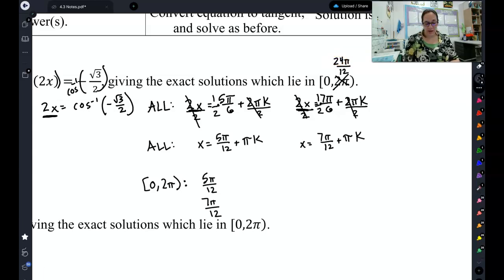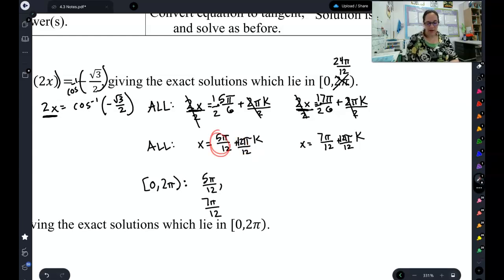Now, I can also do the same thing with pi. Change the denominator so it matches. So I'm going to change this to 12 pi 12ths. So then they're the same denominator. It makes it easier to add the numerators. And 12 12ths is still the same as 1 pi. So basically, I'm going to take 5 pi 12ths, and I'm going to add 12 pi 12ths. So that gets me to 17 pi 12ths. 17 pi 12ths is still less than my 24 pi 12ths, so I get to keep going.